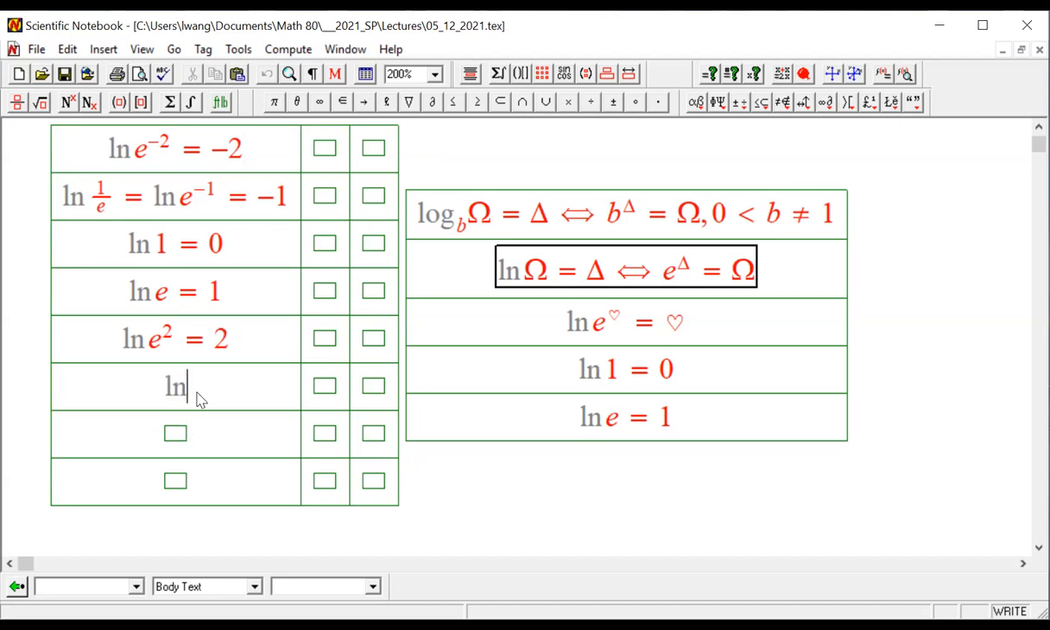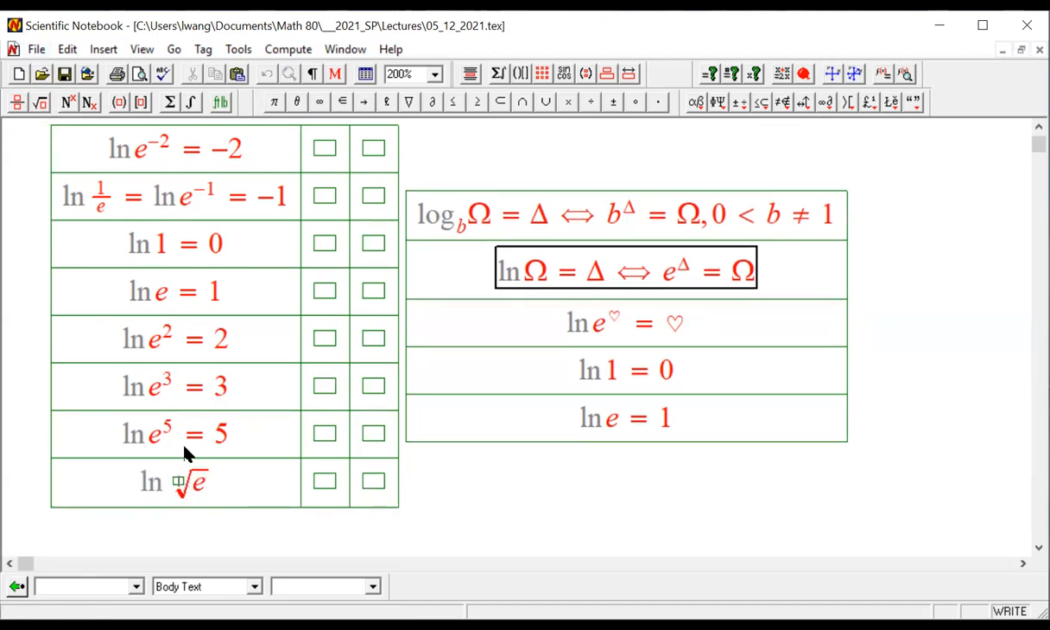So keep going. ln e to the power 3, what would that be? Marcelo. Very good. Wonderful. ln e to the power of 5 equals what? Perfect. One more, ln square root of e. What will be the answer? 1? Does it equal 1?